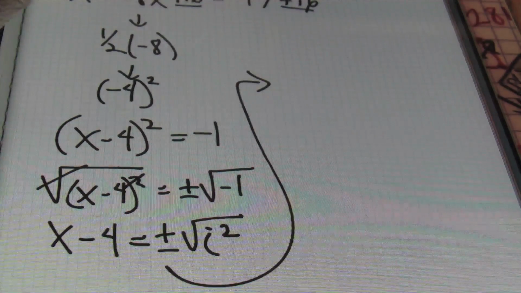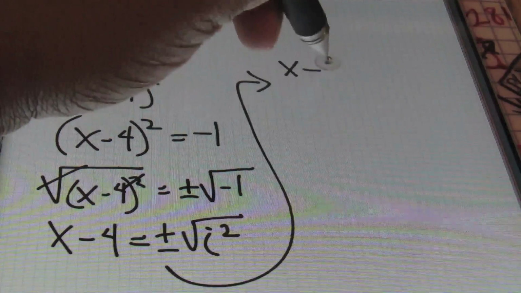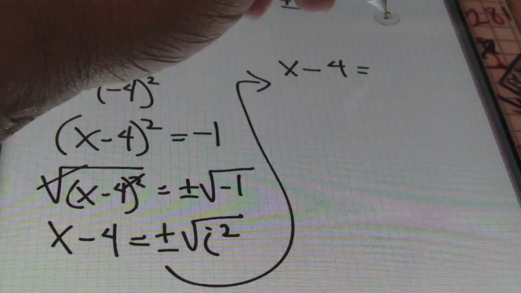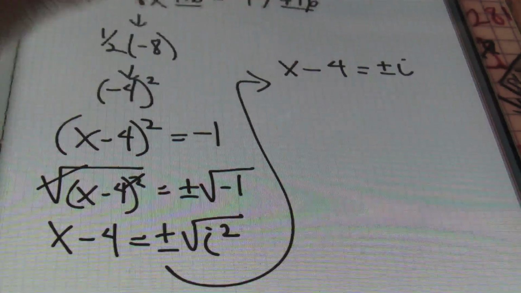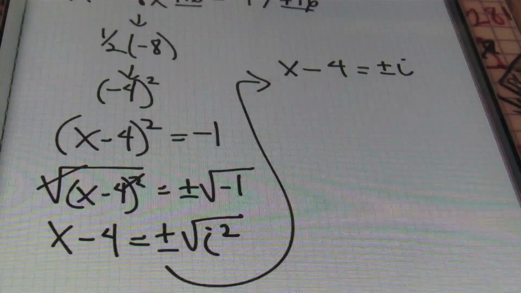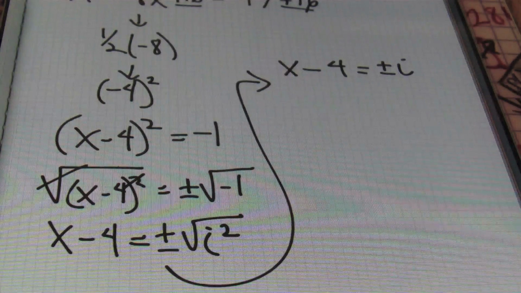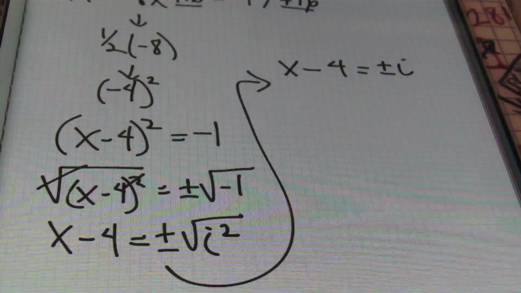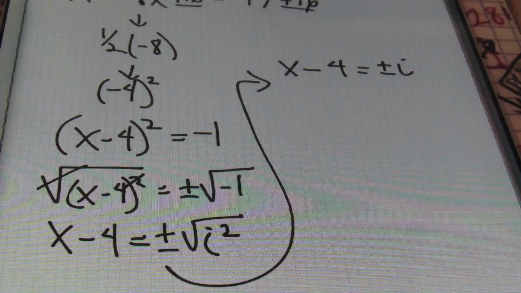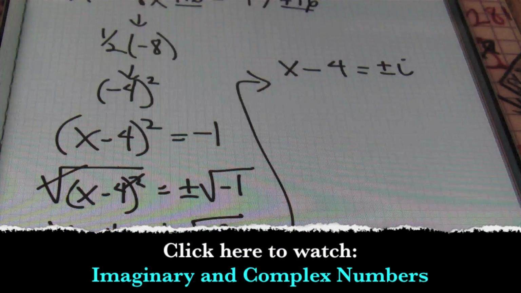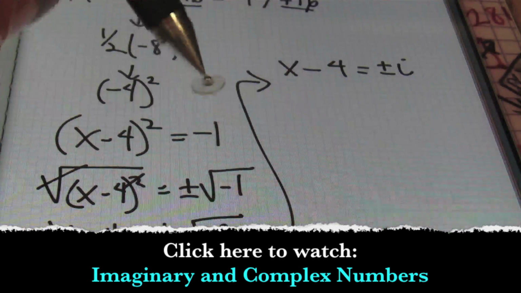And then, let's go ahead and say the next thing we'll be looking at is x minus 4, which equals plus or minus i. All right, so that's what I have there, ladies and gentlemen. Once we have that, oh, and by the way, if you want to check out complex numbers, please check out our video, ladies and gentlemen. We have one on imaginary and complex numbers. The link will be right down here.